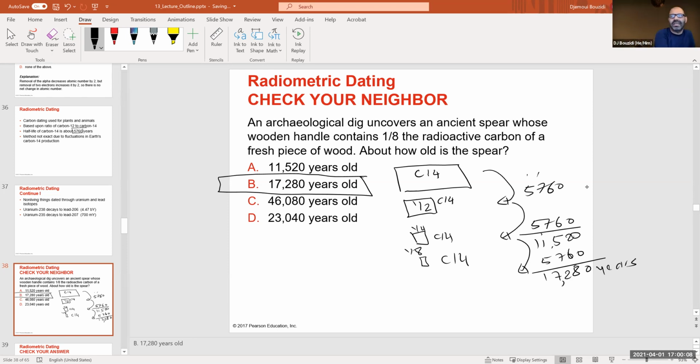Obviously, this is not an exact thing, okay? So don't take me exactly and say, oh, maybe it's not 17,280 years, maybe it's 17,279 years. Give or take a few hundred years, okay?